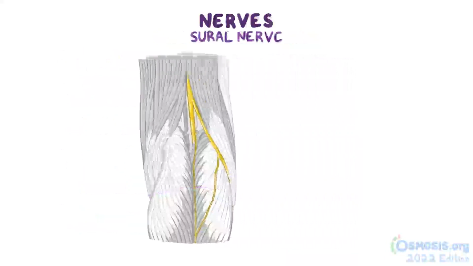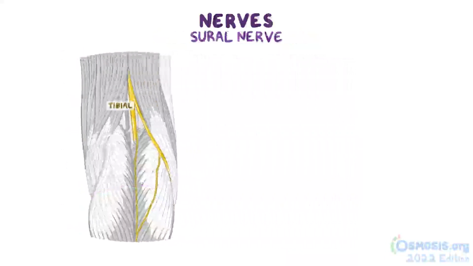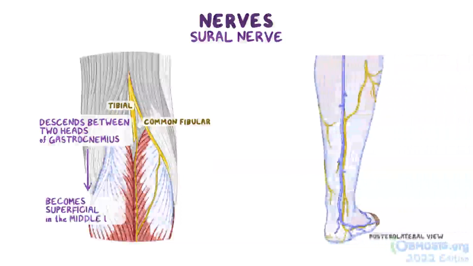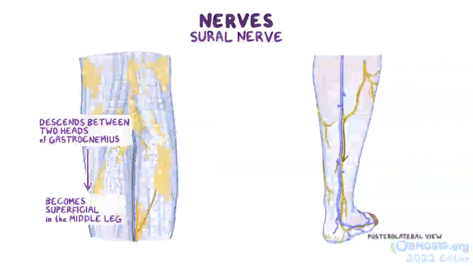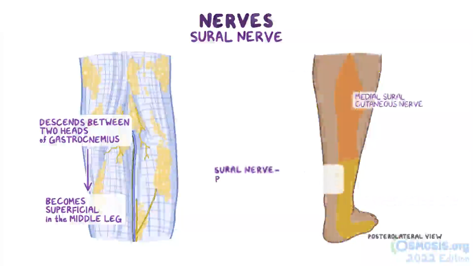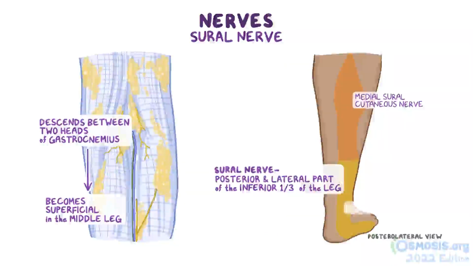After the sural nerve receives branches from both the tibial and common fibular nerve, it descends between the two heads of the gastrocnemius and becomes superficial in the middle leg. It then descends with the small saphenous vein and passes inferior to the lateral malleolus to reach the lateral part of the foot. Ultimately, the sural nerve supplies the posterior and lateral part of the inferior third of the leg, and the lateral side of the foot.